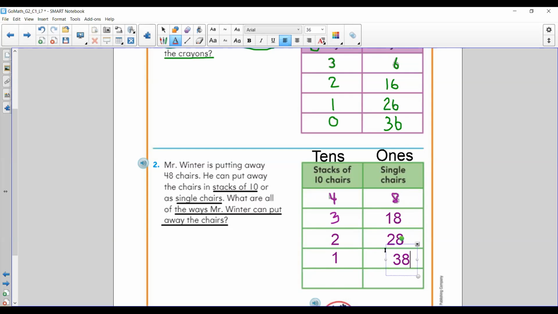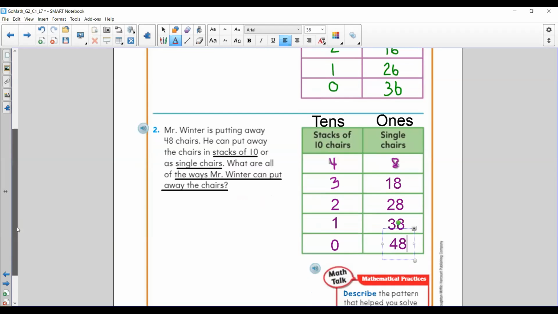38. See, do you guys see the pattern? Get that little 38 over here. There we go. Okay, 4, 3, 2, 1, 0. That's right. If we take another 10 away, we'll have 0. And when we add that 10 to 38, we have 8, 18, 28, 38. Counting by tens, 48. And that is how many chairs Mr. Winter is putting away. 48.